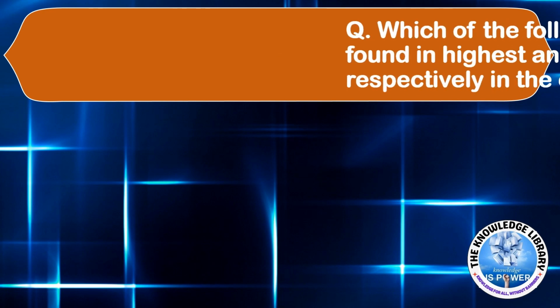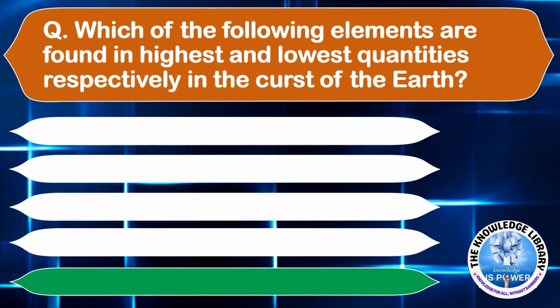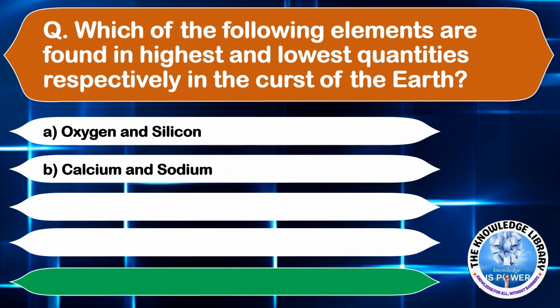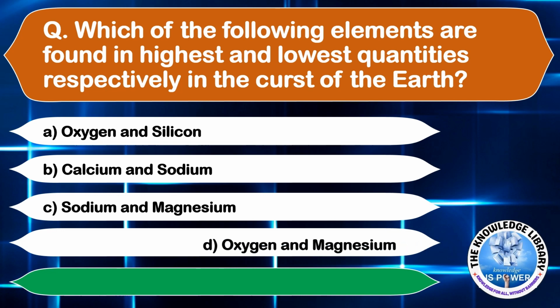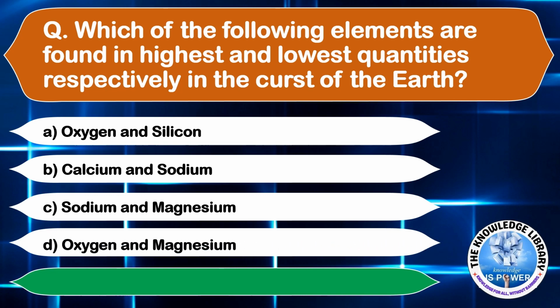The next question is, which of the following elements are found in highest and lowest quantities respectively in the crust of the earth? Option A, oxygen and silicon. Option B, calcium and sodium. Option C, sodium and magnesium. And option D, oxygen and magnesium. The correct answer is option D, oxygen and magnesium.